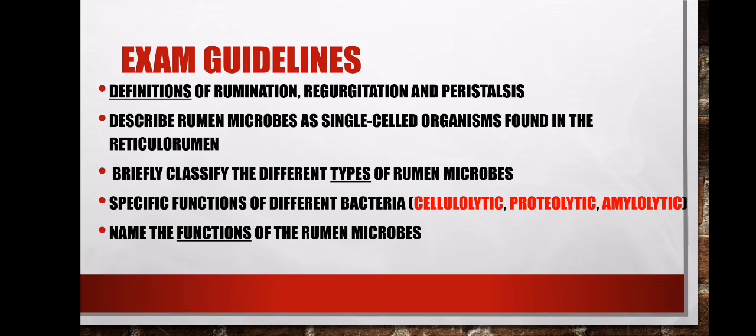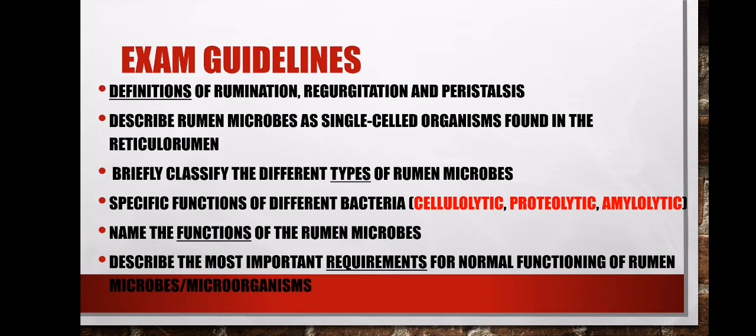We have to talk about the functions of the rumen microbes. We have three of them, and so that we don't confuse the cellulolytic and the other microbes, we have to look at their functions. There are four functions that we have to talk about. The last part that we will check is the requirements for the proper functioning of the rumen microbes, or the rumen microflora. So that's what we will do as we move along. Let's go step by step in understanding what we have to check here.